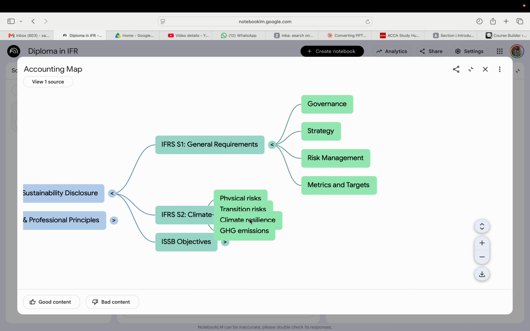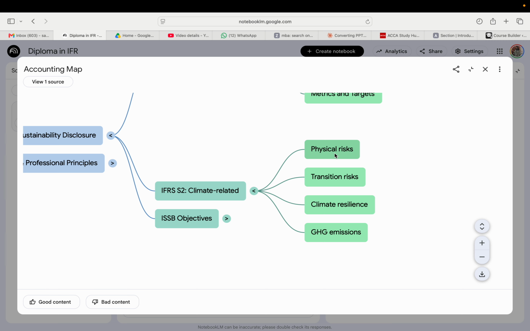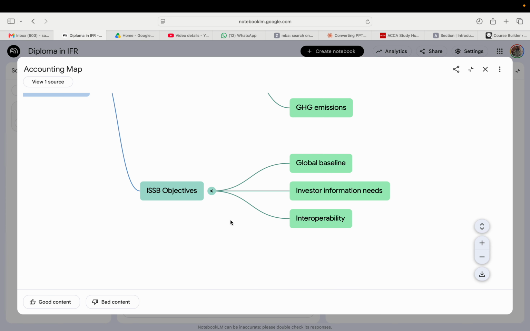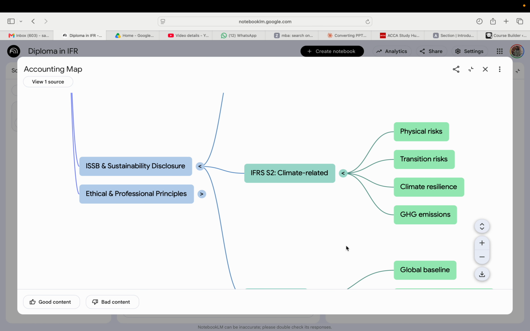Okay. Then S2, for climate related, there are 2 types of risk. One is physical risk due to climate, one is transition risk. If we are moving to a lower carbon economy, there's a transition risk. Then we have climate resilience and greenhouse gas emission, GHG. Then the objectives is to have a global baseline, because now everyone is adopting sustainability, so it has to stay with a global. Then investors need it, it's their need. And then interoperability. So these are the 3 objectives.